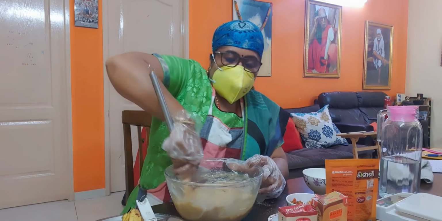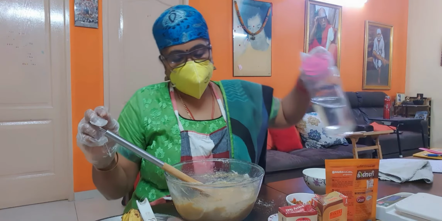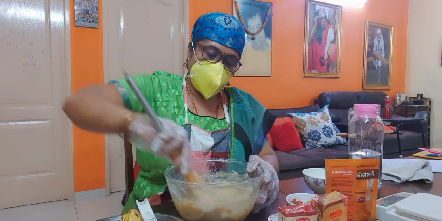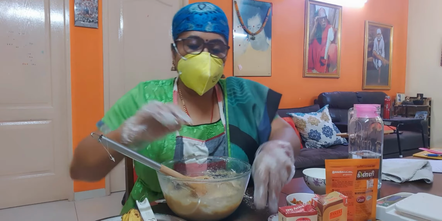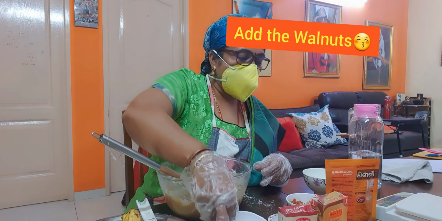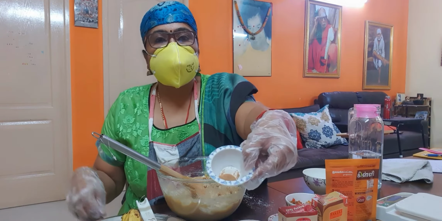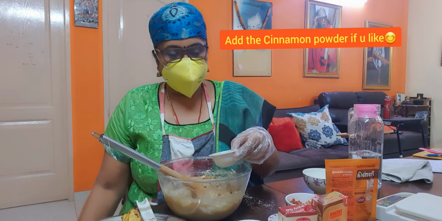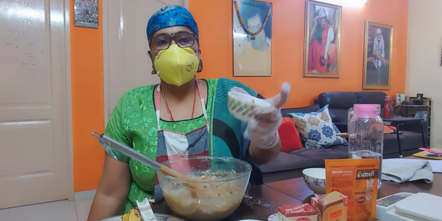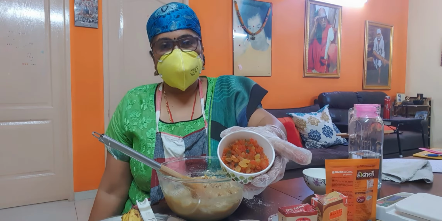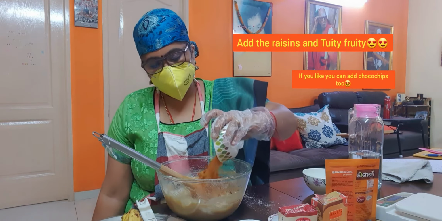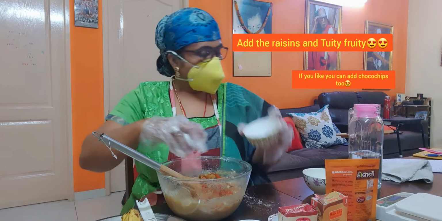Yes, it is still thick. I'll add little more water. I'm going to add the walnuts here. Walnuts are very good for health, and I have kept the cinnamon powder. It will give a very nice kind of spice taste. So I'm going to add this, and as I showed you in the ingredients, the tutti frutti and raisins mixed here, which is going to make the cake colorful.